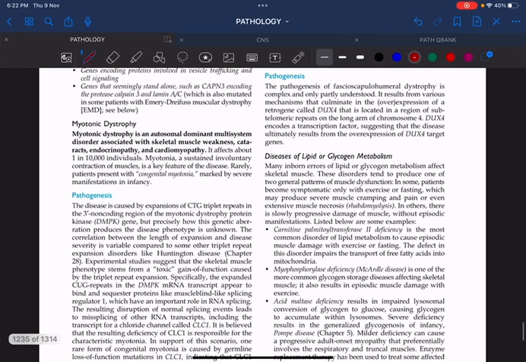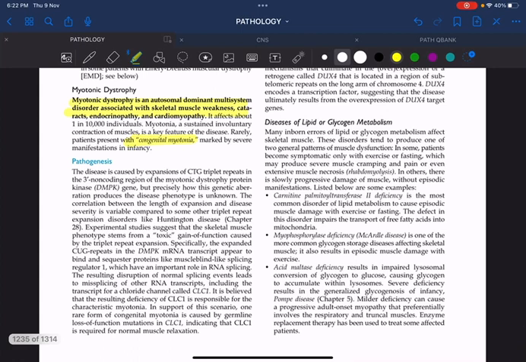Just remember, myotonic dystrophy is autosomal dominant. There will be muscle weakness, cataract, endocrinopathy, and cardiomyopathy, and there will be congenital myotonia. The problem here is it is a trinucleotide repeat disease, like our Fragile X syndrome, like our Huntington's disease. Here it is CTG triplets. Just remember CTG.